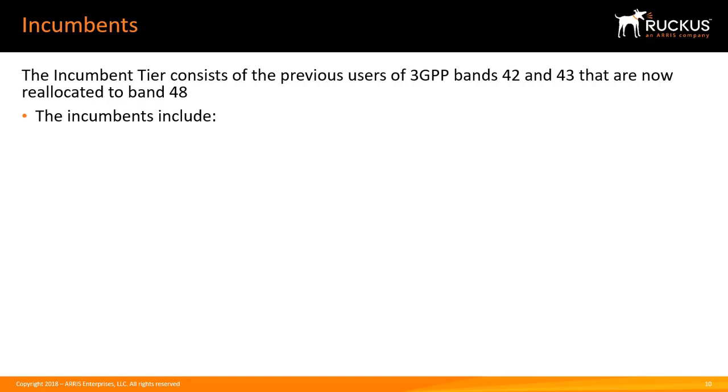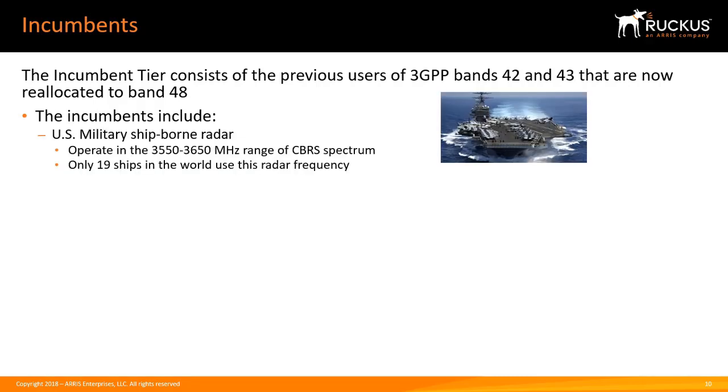Here we have the incumbent tier users. Remember, these are the groups that have been using the frequencies in the 3550 to 3700 MHz range prior to the reallocation of portions of band 42 and 43 into band 48. The first group is the military shipborne radar. These operate in the 3550 to 3650 MHz range in coastal areas.